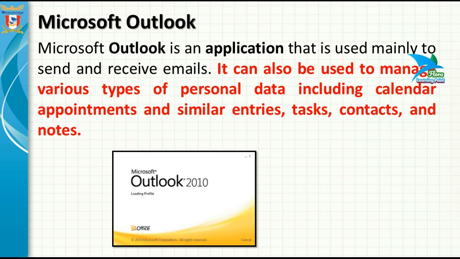Microsoft Outlook is an application that is used mainly to send and receive emails. It can also be used to manage various types of personal data including calendar, appointments, and similar entries, tasks, contacts, and notes also. Microsoft Outlook is a part of the Microsoft Office suite. So whenever you install Microsoft Office, then along with Microsoft Excel, PowerPoint, and Word, Outlook will also be installed on your system, and the purpose of using Outlook is to send and receive email messages.